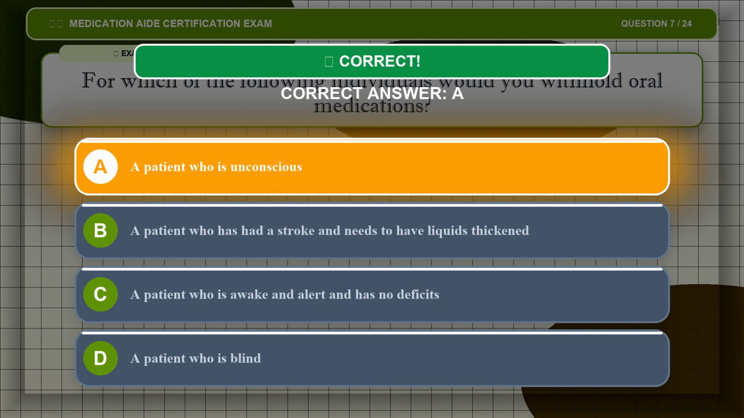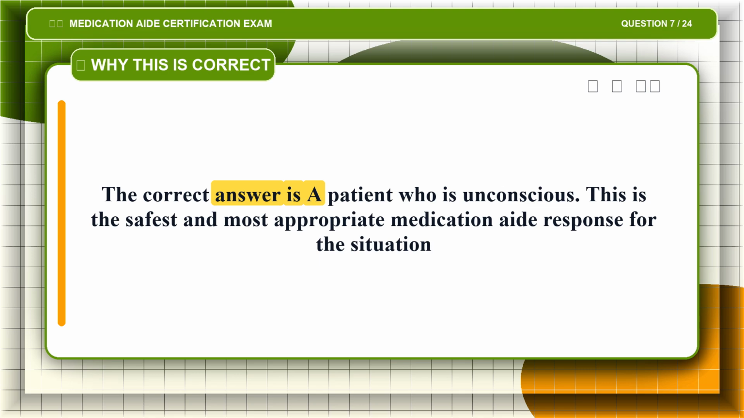The correct answer is option A. A patient who is unconscious. This is the safest and most appropriate medication aid response for the situation.